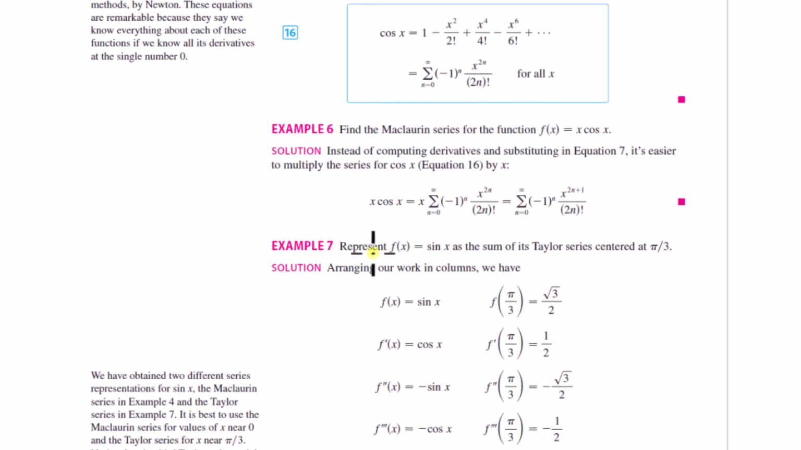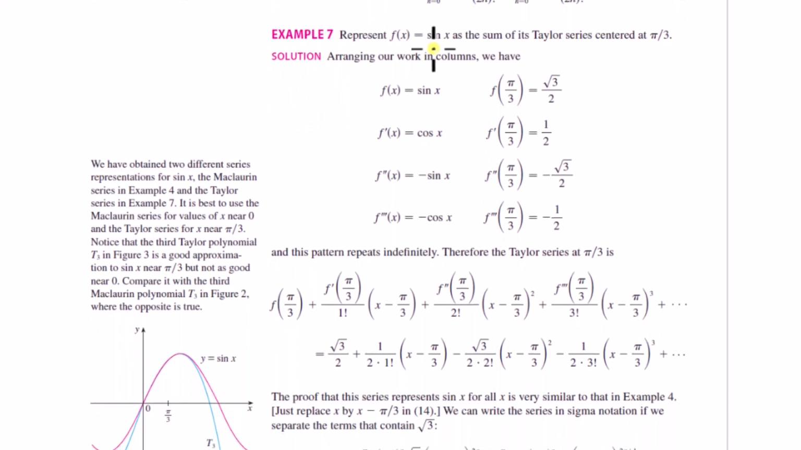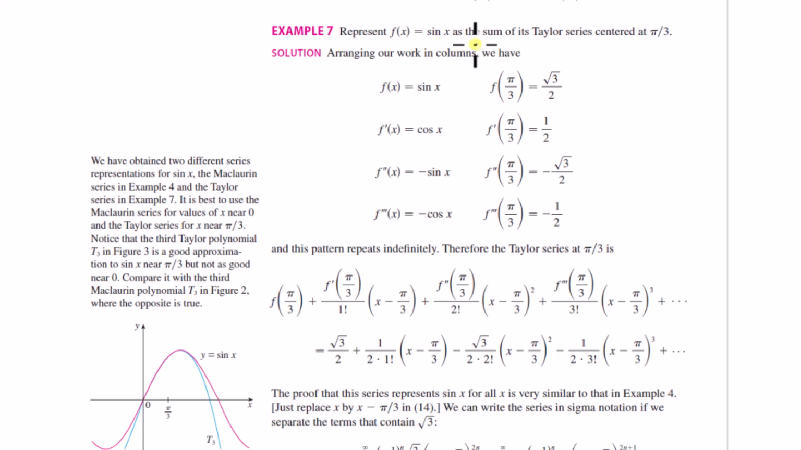Okay, let's take a look at this example. So it says, do f of x is equal to sine of x as the sum of a Taylor series centered at pi over 3. So we just did the Maclaurin series here. Now we're going to do the Taylor series centered at pi over 3.